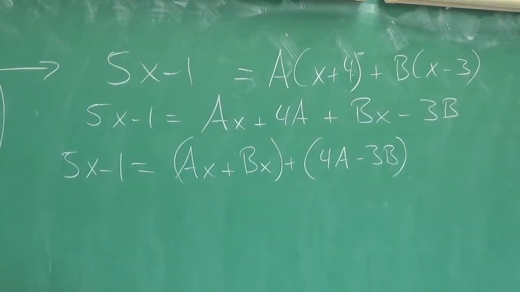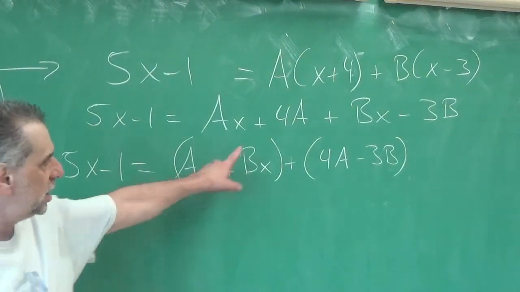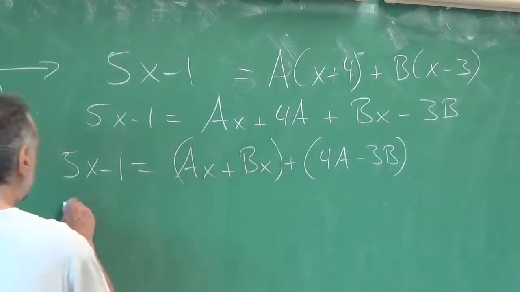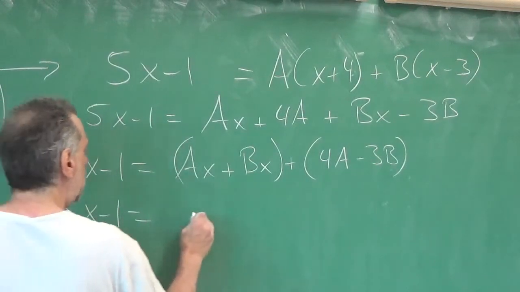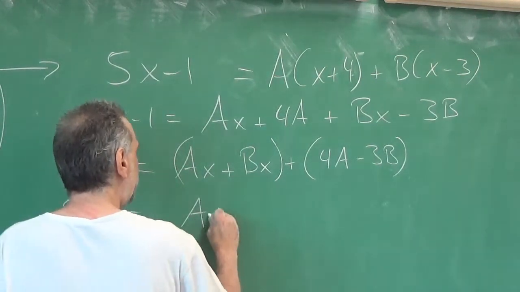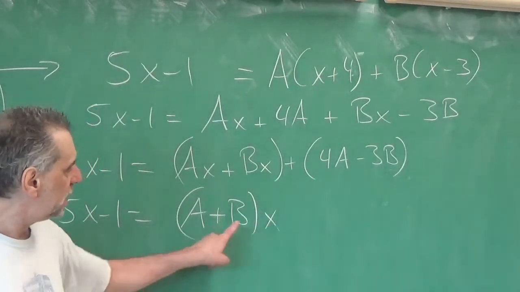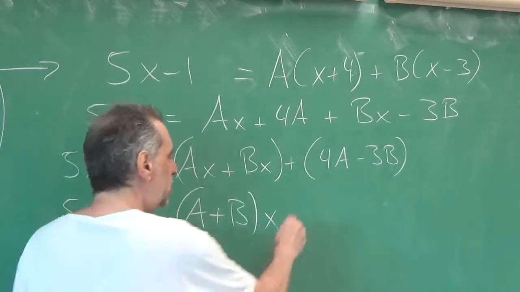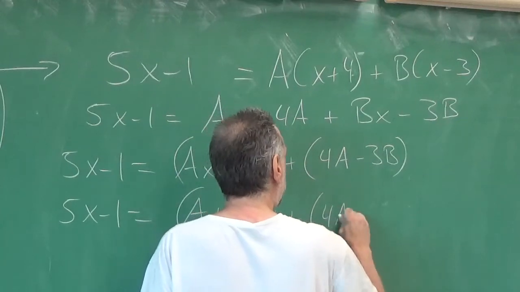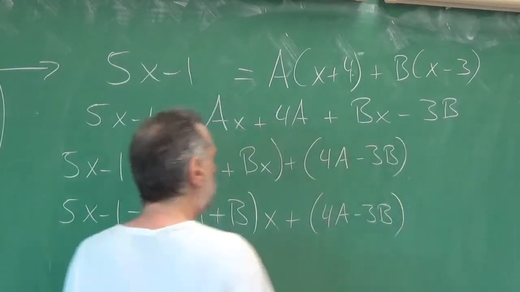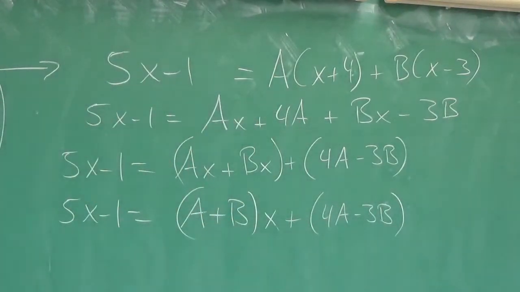Now we're going to factor out the X here. There's nothing to factor over here. So 5x minus 1, we take an X out, we get A plus B, right? AX plus BX. And over here, there's nothing to change.